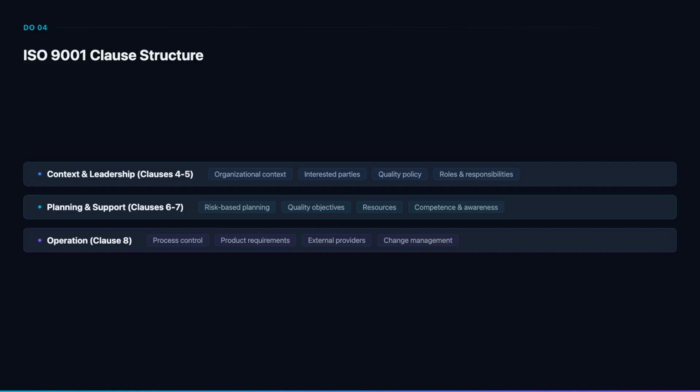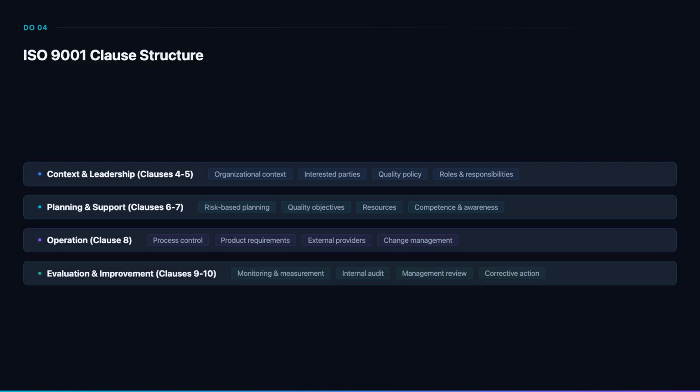Clause 8 is the operational core, covering process planning and control, determining product and service requirements, managing external providers, and controlling changes to ensure consistent quality output. Clauses 9 and 10 close the loop with performance evaluation through monitoring, internal audits, and management reviews, plus continual improvement driven by corrective actions and process optimization.